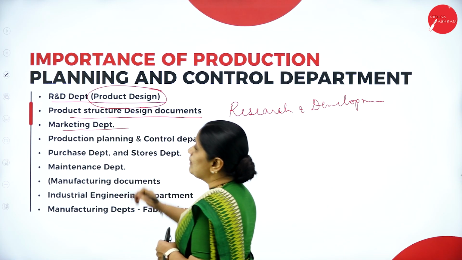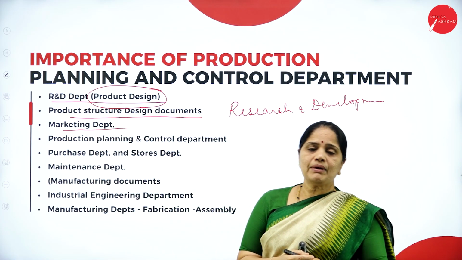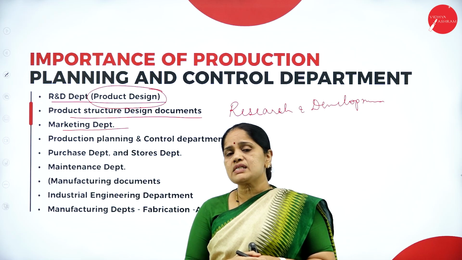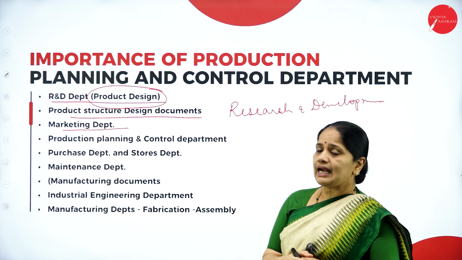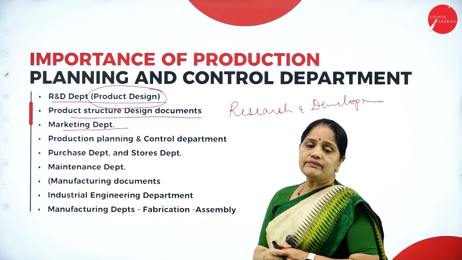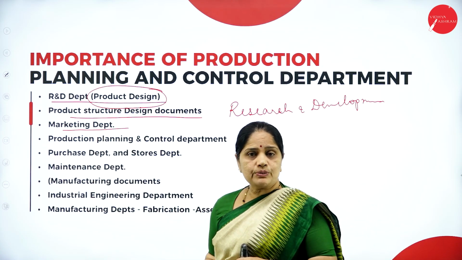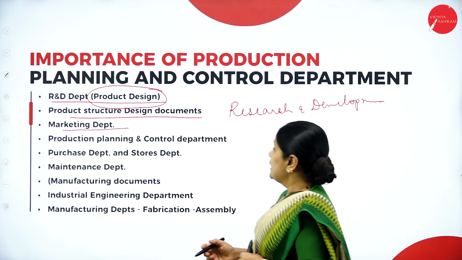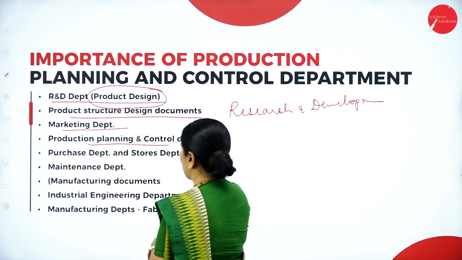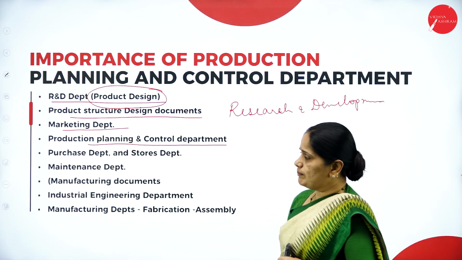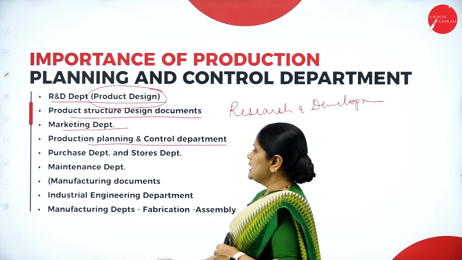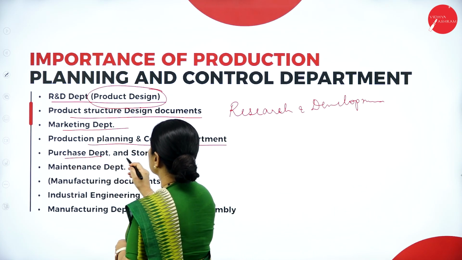Then we have the marketing department. So the marketing department also comes under the production planning and control, because whatever goods you are producing in the production department, it has to be marketed. Then the next one is the production planning and control department. Then the purchase department and the stores department.